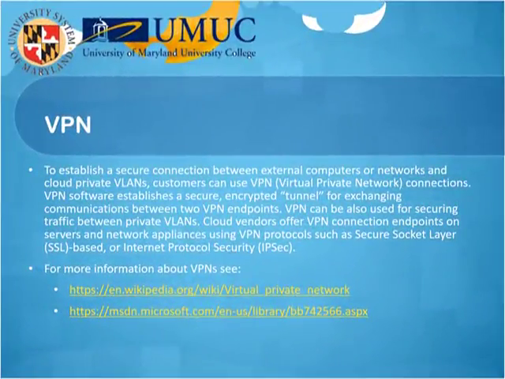VPN. To establish a secure connection between external computers or networks and cloud private VLANs, customers can use VPN, or Virtual Private Network connections. VPN software establishes a secure encrypted tunnel for exchanging communication between two VPN endpoints. VPN can also be used for securing traffic between private VLANs. Cloud vendors offer VPN connection endpoints on servers and network appliances using VPN protocols such as Secure Socket Layer SSL based or Internet Protocol Security IPsec based. For more information about VPN, see these links.